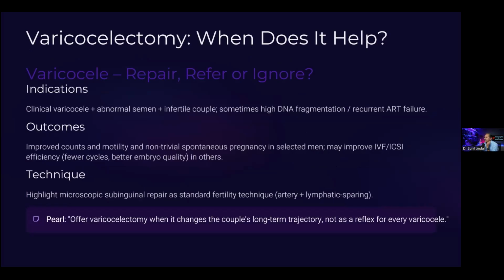Now, varicocele, when will you do it? If there is a clinical varicocele, abnormal semen, infertile couples, sometimes high DNA fragmentation or recurrent ART failure. Now, it improves the quality of the sperm and at times the count and motility. So you need a microscopic varicocelectomy because you've got to save the spermatic artery.